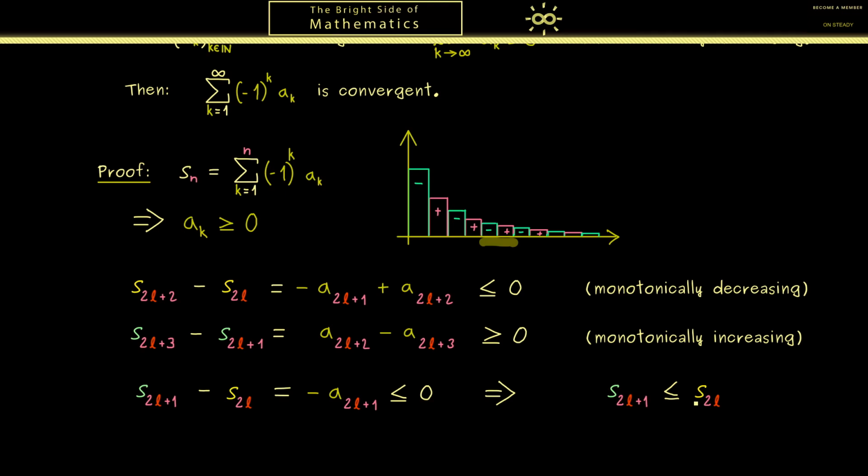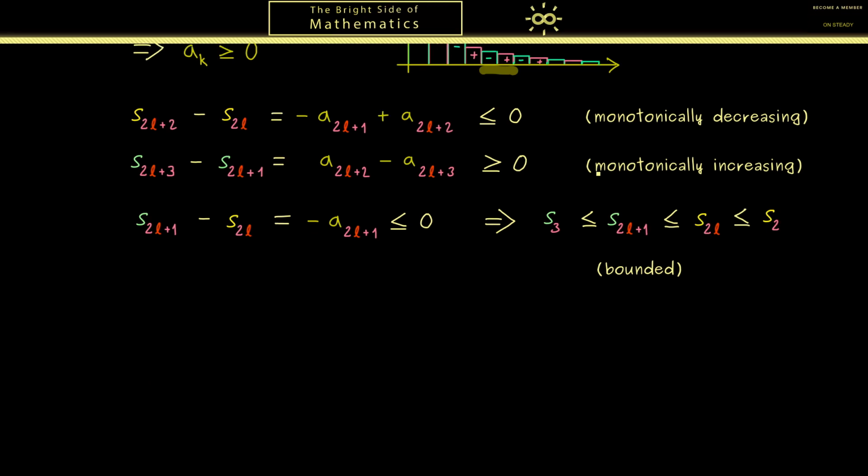And now we can put in that we know that this sequence is monotonically decreasing and this sequence is monotonically increasing. Therefore, for all natural numbers L, we have that S2L is less or equal than S2, and the same on the left hand side with S3. So from this we conclude that both subsequences are bounded. And now you might already recognize one important theorem we had for sequences. We simply called it the monotone convergence criterion.